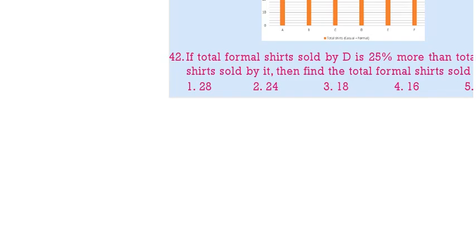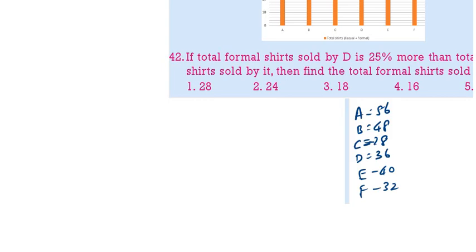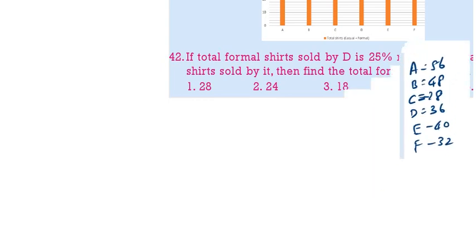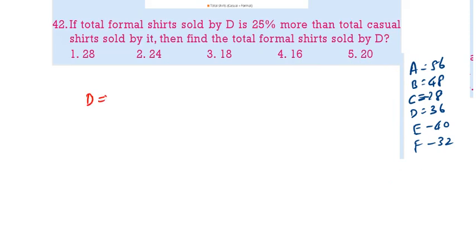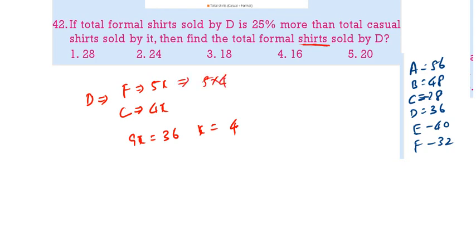See the next one. If total formal of D is 25% more than casual, D formal is 5x, casual is 4x. Therefore 9x is equal to 36, x value is 4. Formal of D is 5x, 5 into 4, that is 20. 20 is the correct answer.